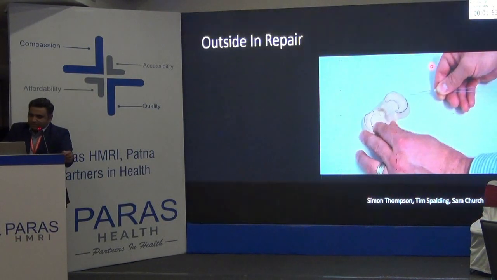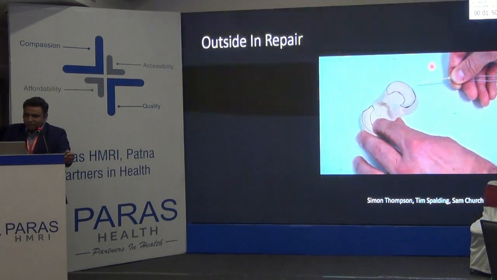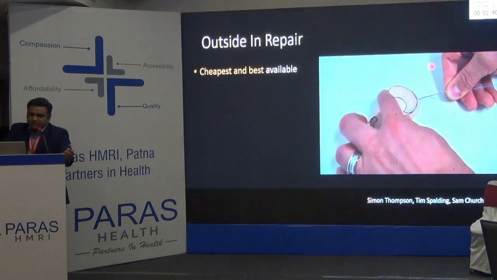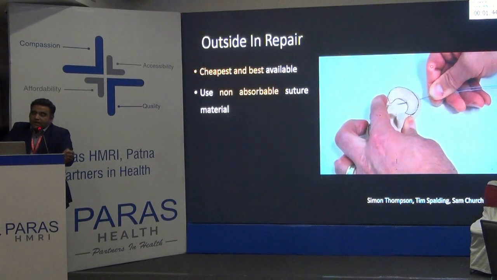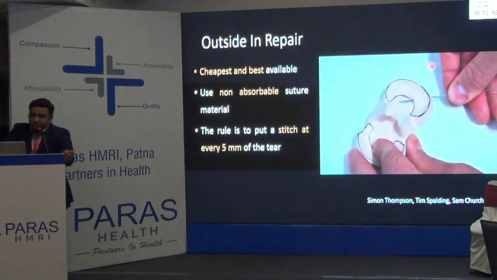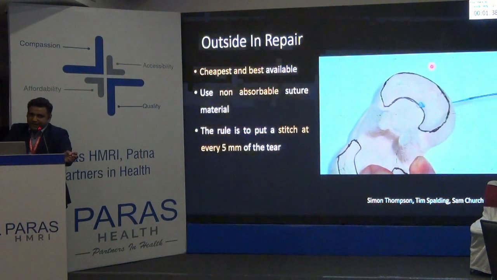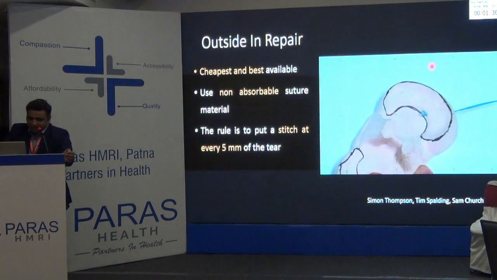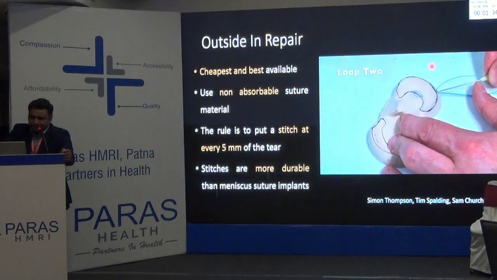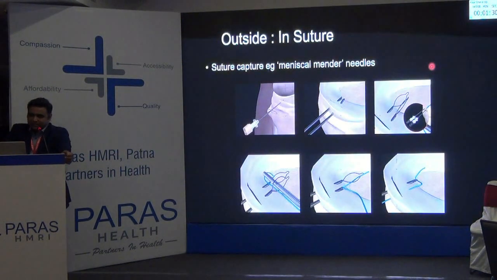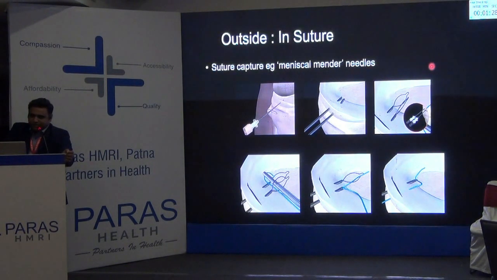So I think we can cover this during the workshop. I'll just skip this video by Steve Spalding. This is the cheapest and best available. We can use non-absorbable suture material. The rule is always to put one stitch per millimeter, as very well shown by Dr. Arvind in his lecture on bucket handle repair. These stitches are more durable than the meniscus suture implant. So there are various techniques for all suture.